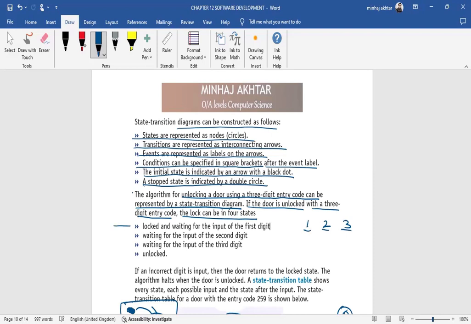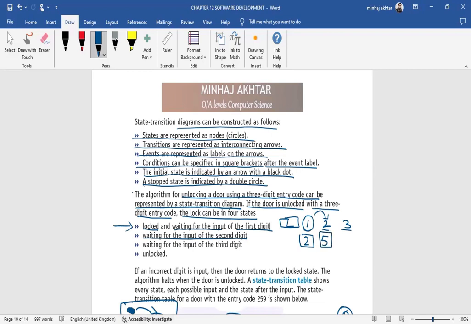Let's see how. Number 1, locked and waiting for the input of the first digit. So look, the door is locked here. I just write L here. L means locked. So it is waiting for the first input. So the user has to input the first number, right? Waiting for the input of the second digit. So if the first number is input, let's suppose the first number is 2. So it is input. Now the computer is waiting for the second value. The second value is, let's suppose, 5.